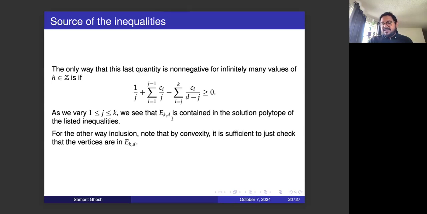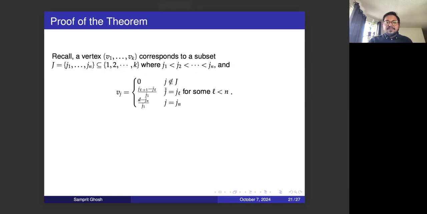Now, by convexity of EKD, it is sufficient to check only that the vertices are inside EKD. And so recall that this is what our vertices look like. So you take any subset of 1 through k, and then for those j's not in the subset, Vj is 0. And for j equal to jn, it's d minus jn over j1. And for the rest of them, it's j_{l+1} minus j_l by j1.